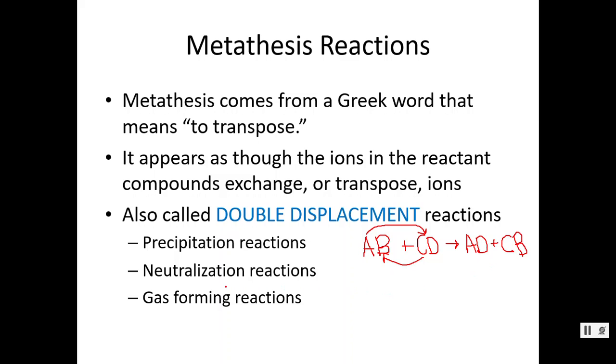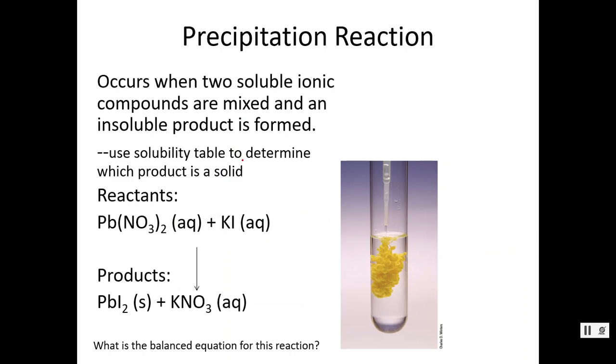What we're going to focus on now are double displacement or metathesis reactions that are precipitation reactions. And we said that precipitation reactions are obviously double displacement reactions where one of the products is insoluble, a solid. So let's introduce the precipitation reactions again, and let's talk about how to predict the products for a double displacement reaction.